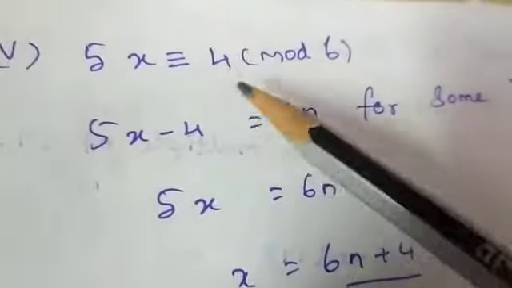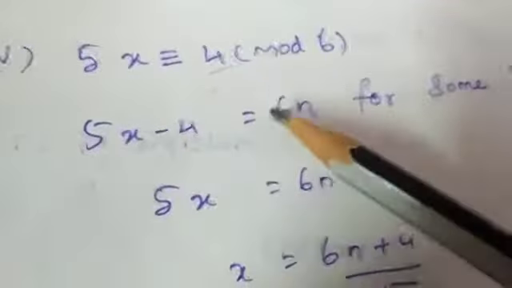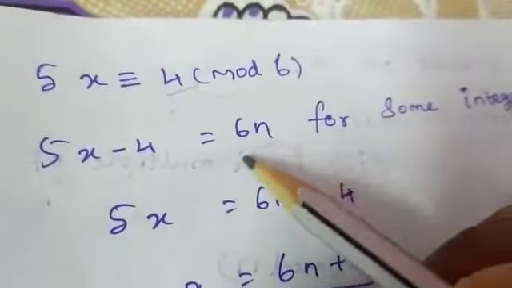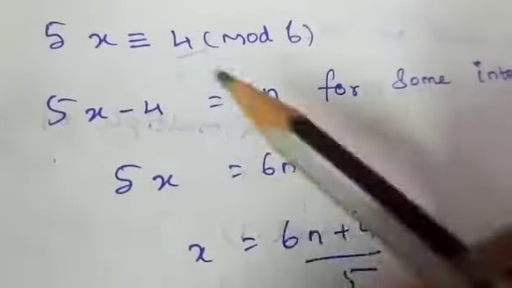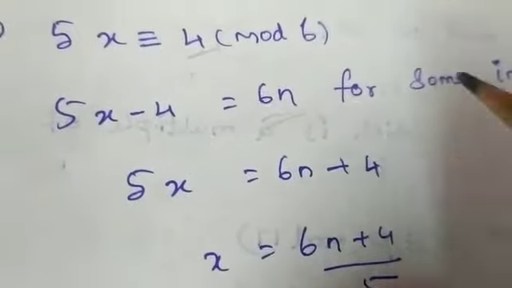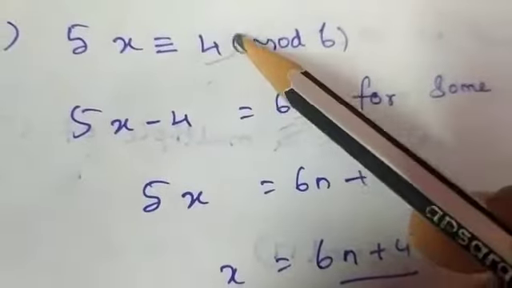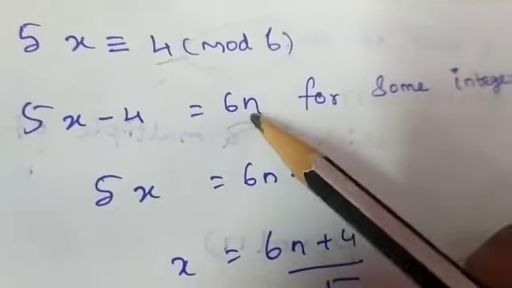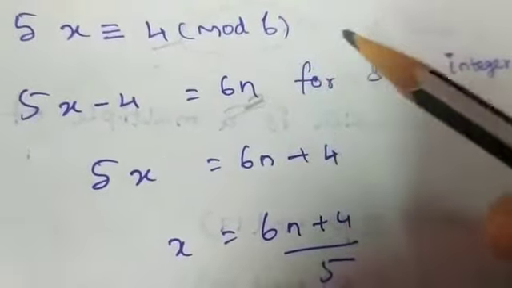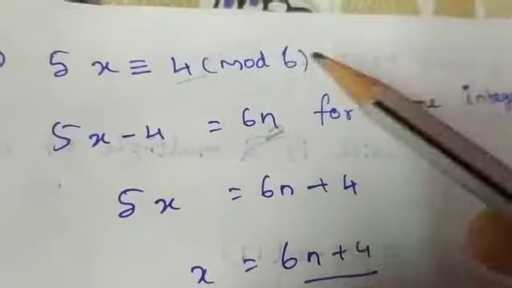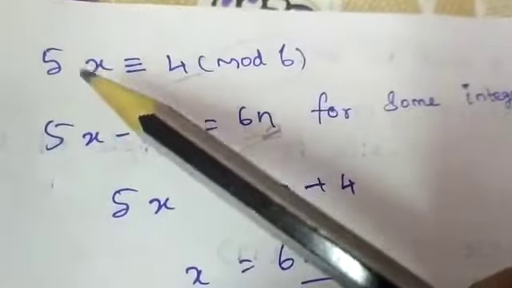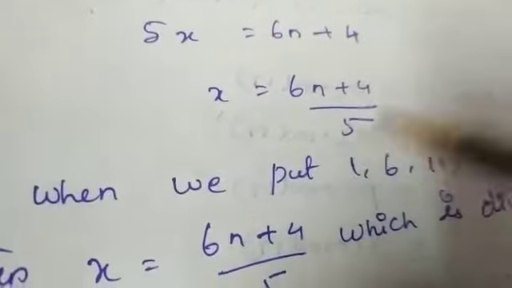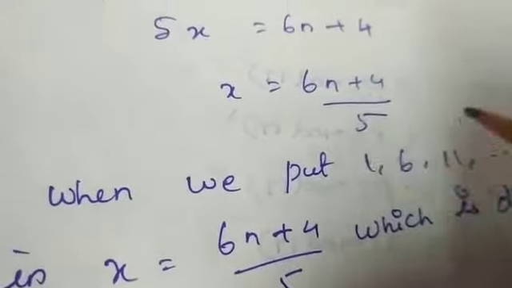So I am bringing this 4 to this side because it is a remainder. 5x minus 4 equal to 6n for some integer n. I am converting mod 6 as 6n. First we should convert this mod 6 into the 6n form, then only we can find the value of x. So we bring that 4 to this side, and then 5x equal to 6n plus 4, so x equal to 6n plus 4 by 5.